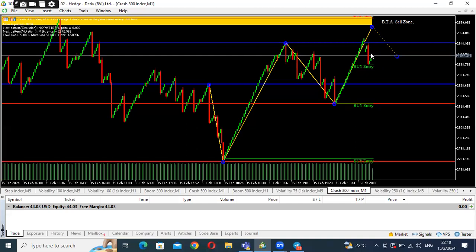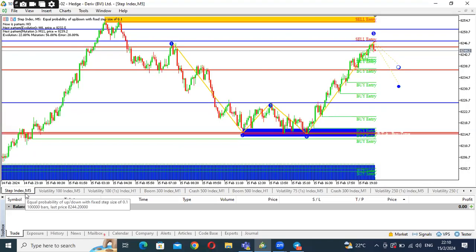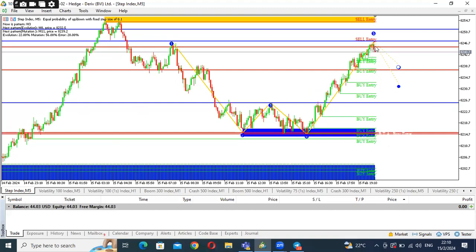So we have 3 setups so far. Sell on Crash 300, V250, and step index. So we're just waiting for the confirmations on M5. On M5, we have received a sell on step index. So I don't see any problem. Let's enter a sell on step index.